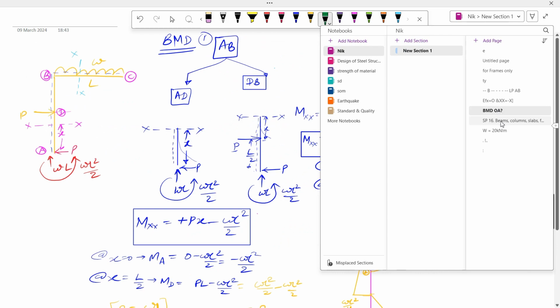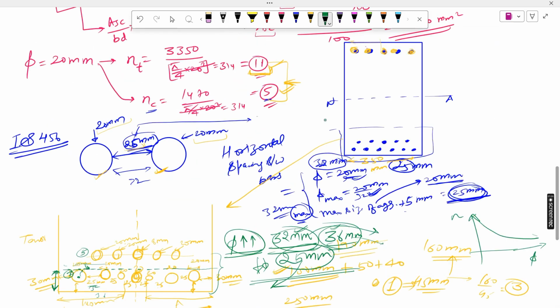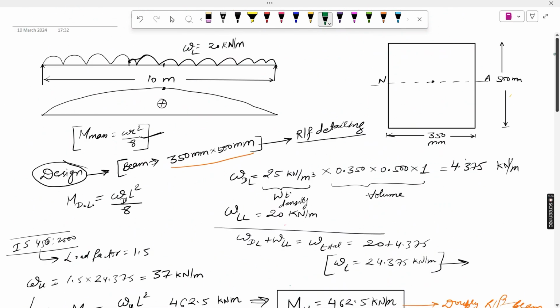Because the length of the beam is so large. This type of beam you haven't seen, I think. A 10-meter beam which has the section 350 and 500 mm, and the loading is like this. You haven't seen this type of beam in your life because it's so lengthy, and it has a very small size. Because if your B and D are less, then your Mu by bd square will become higher.